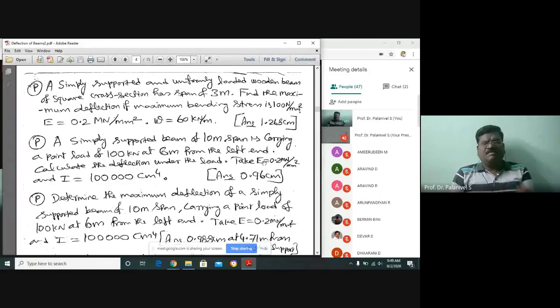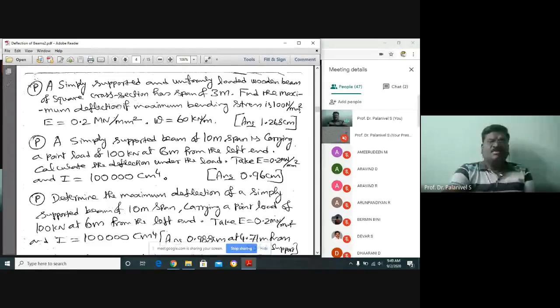I don't know from which book I have taken this problem. Most probably I might have taken it from Punmia or Vazirani, right? A simply supported and uniformly loaded wooden beam of square cross section has a span of 3 meters. Find the maximum deflection if the maximum bending stress is 100 Newton per meter square. A similar problem I already told you, I think the same problem, not a similar one. Okay, how to do it? Fully supported beam, uniformly loaded wooden beam of square cross section. Please recall, I already told you. You have to determine the dimension of the beam.